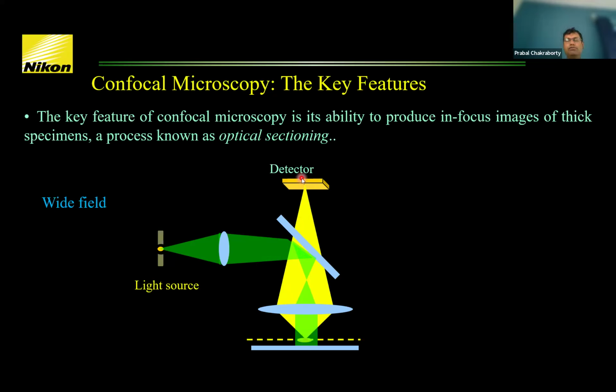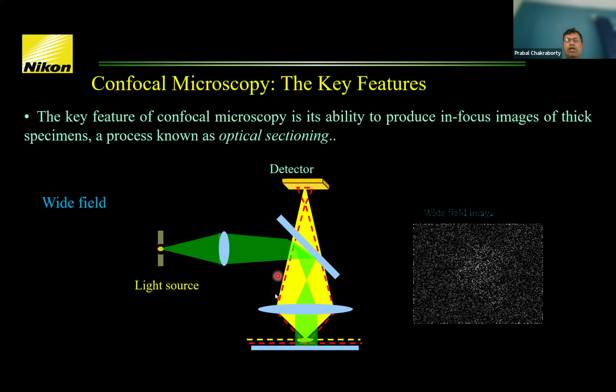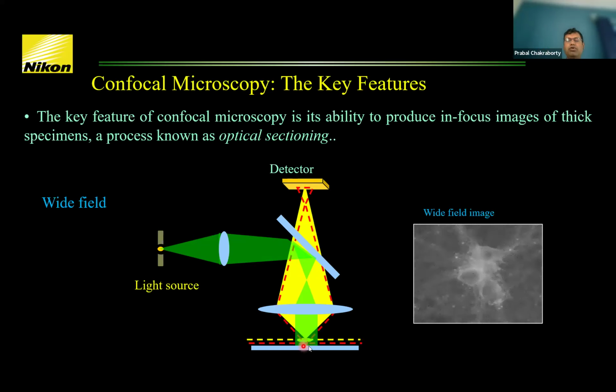But that is not the case, because light is traveling along the z axis of the sample, and as a result, the fluorophores above and below the focal plane are also getting excited and give emission signal, which also reaches the detector. As a result, the in focus and out of focus information both come to the same detector at the same time and make the image quite blurry, or the signal to noise ratio is not good.